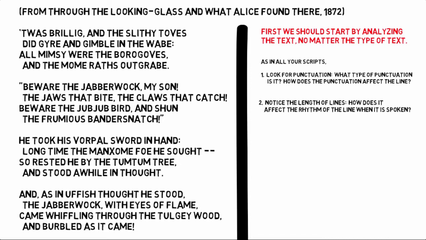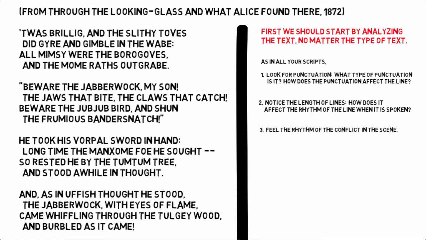Notice the length of lines. How does the length affect the rhythm of the line when it is spoken? For example, in Jabberwocky, lines are cut in half. So where a line ends, you might put a slight pause, and that will affect the rhythm of the piece. Same thing in your script. Shorter lines create a quicker rhythm, while longer lines create a longer rhythm. So you want to look at the length of lines and see how that rhythm affects the line when it is spoken.